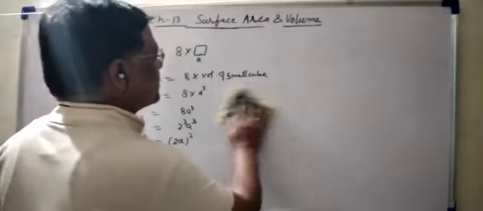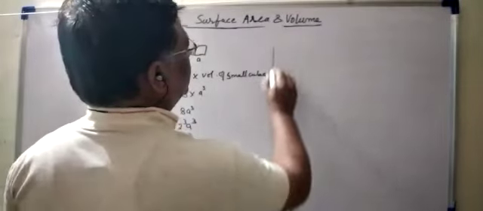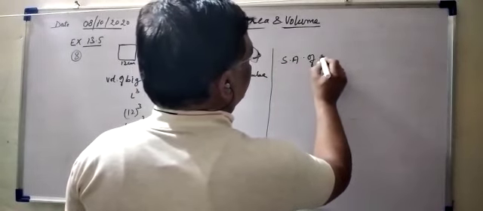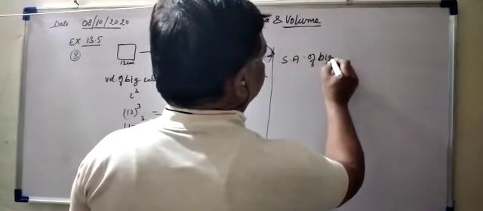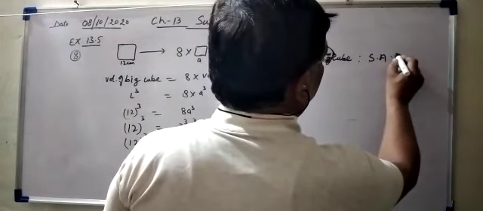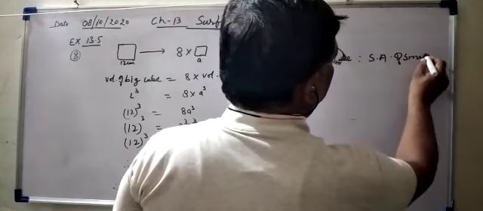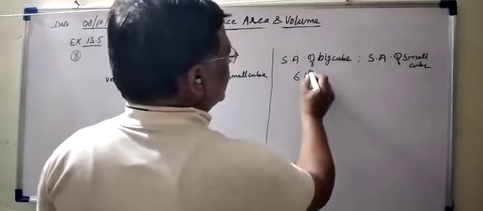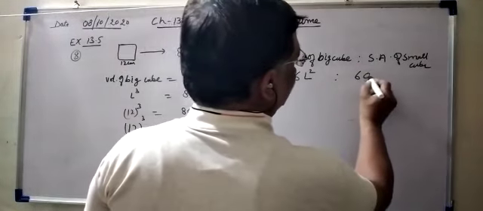Okay, now we have to find the ratio between the surface area of both the cubes. Now surface area of big cube ratio surface area of small cube. It is 6L square and it is 6a square.